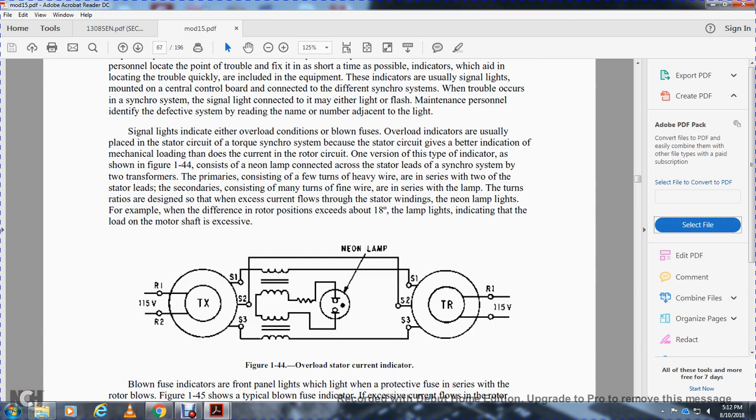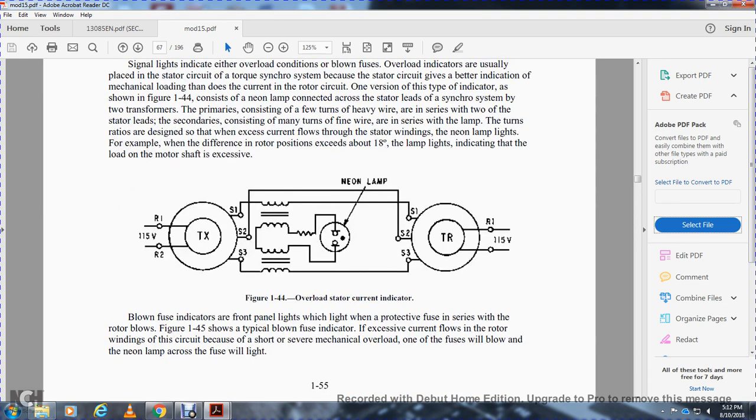Single lights indicate an overload condition, such as blown fuse or overload indicators. A dual indicator in the stator circuit of the torque synchro system indicates a mechanical loading with the current in the rotor. One version of this type of indicator, shown in figure 144, consists of a neon lamp connected across the stator lead of the synchro system through a transformer. The primary consists of a few turns of heavy wire in series with the stator lead, and the secondary consists of a turn of fine wire in series with the lamp. Except for the current flow in the stator wire, the neon lamp lights. For example, if the difference of the rotor position exceeds 18 degrees, the lamp lights, indicating that the load on the motor shaft is excessive.